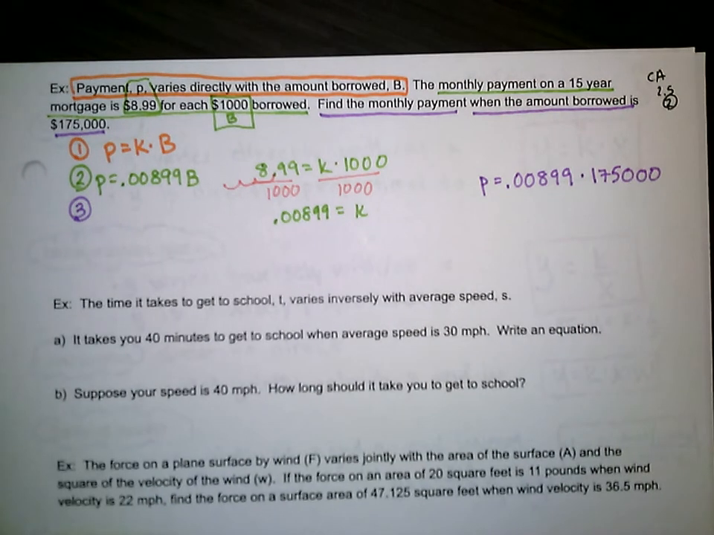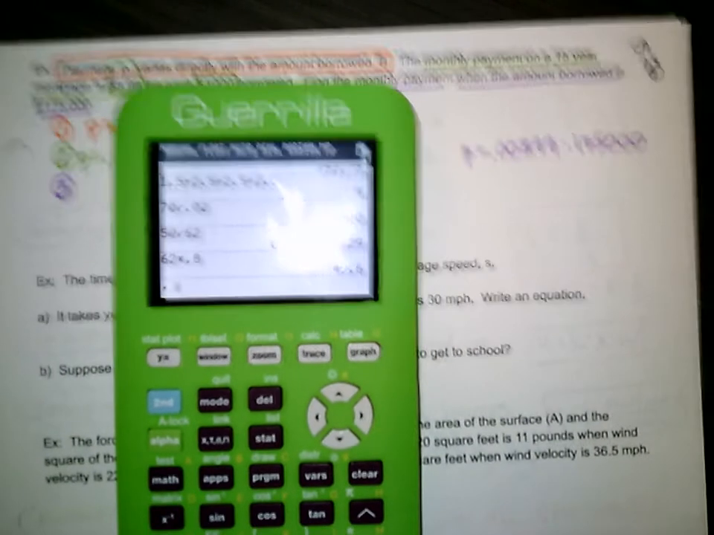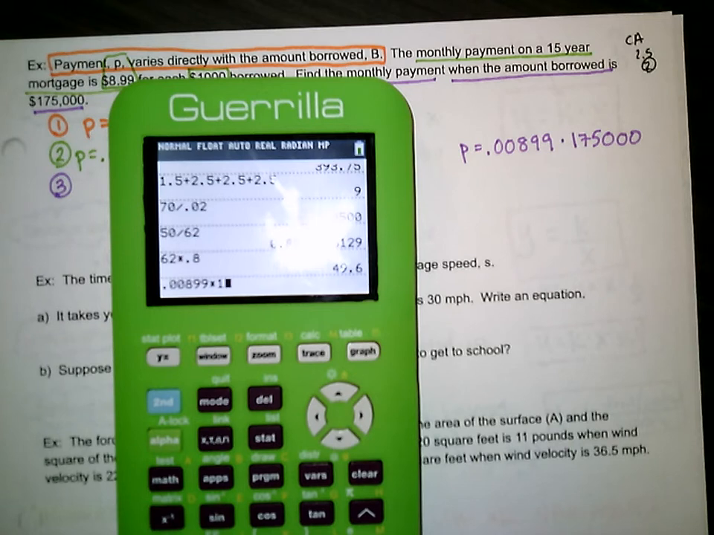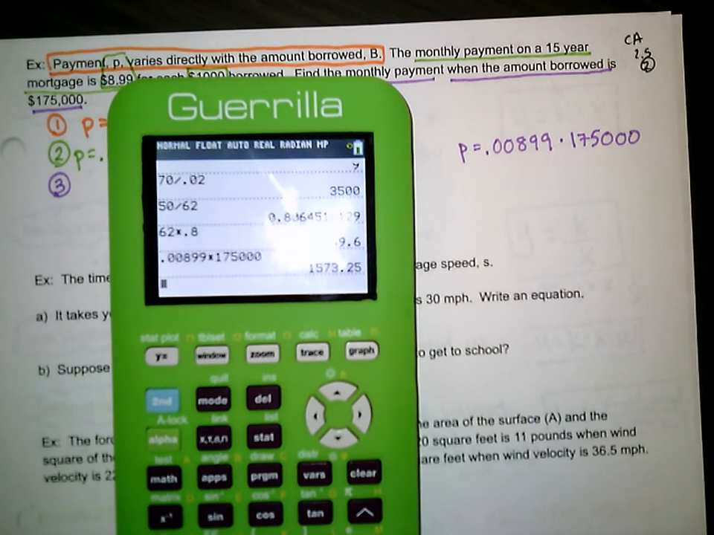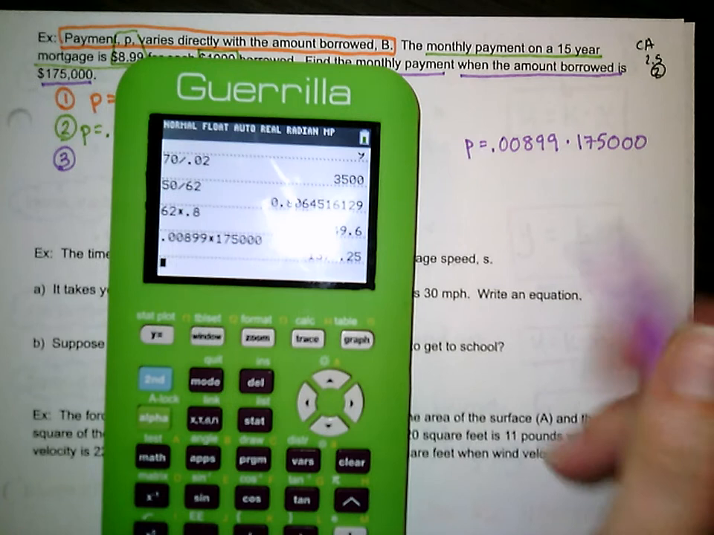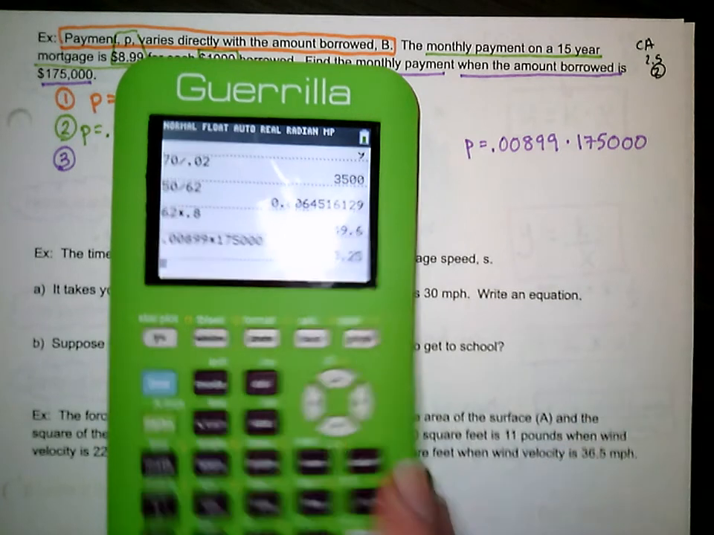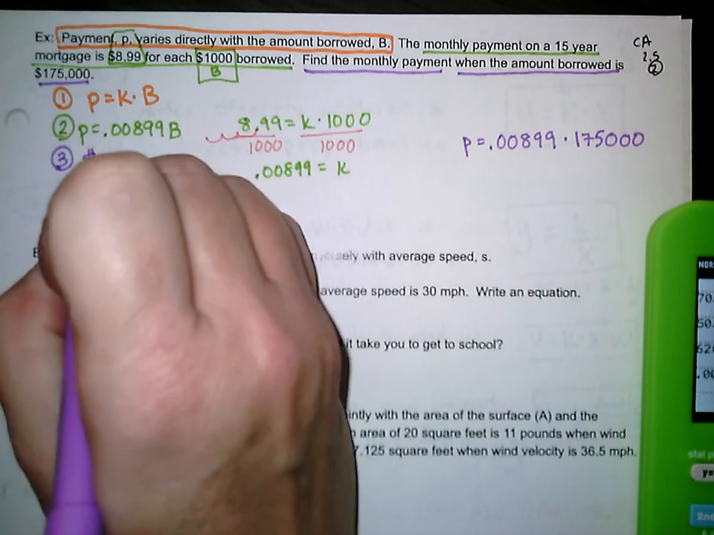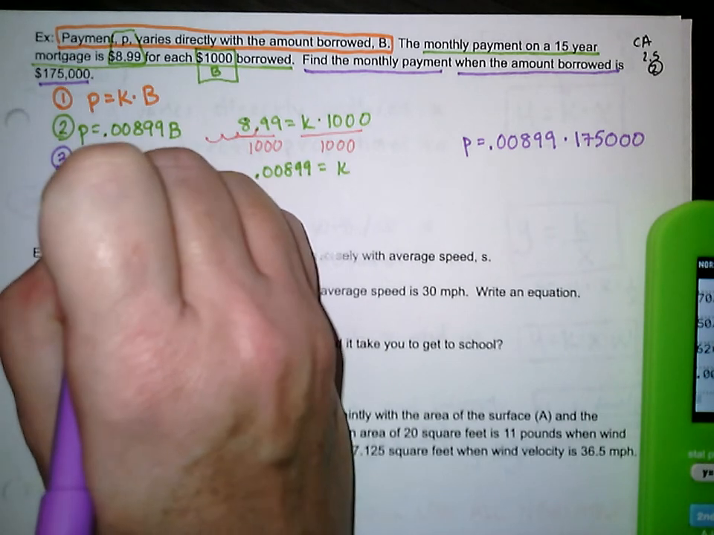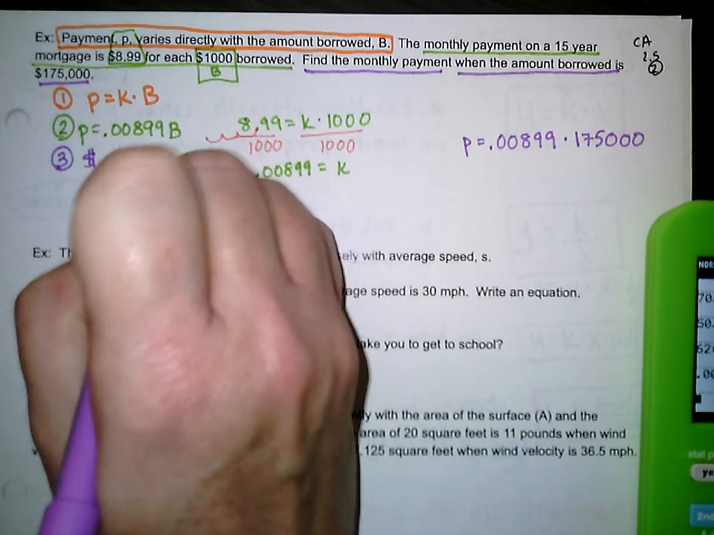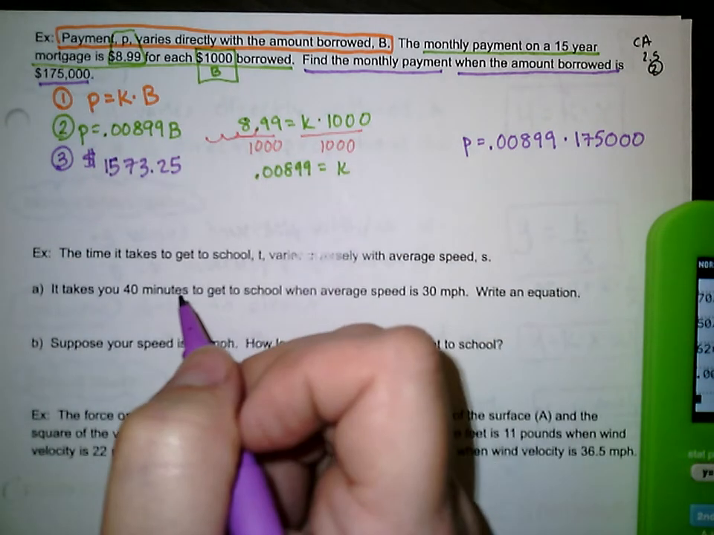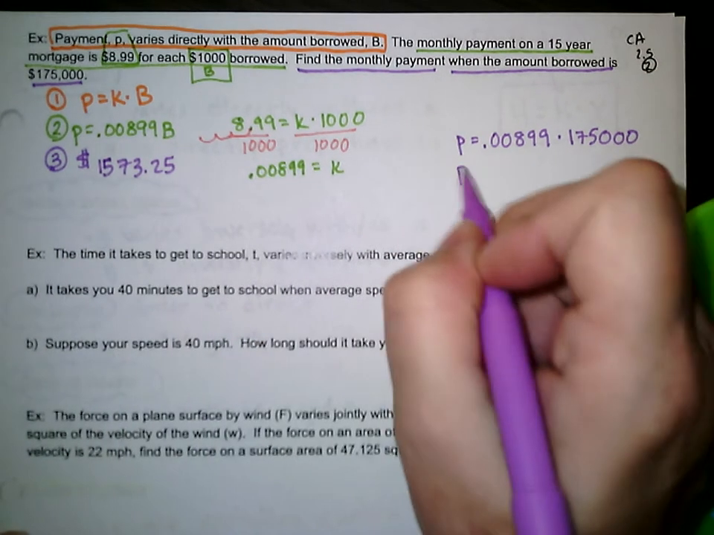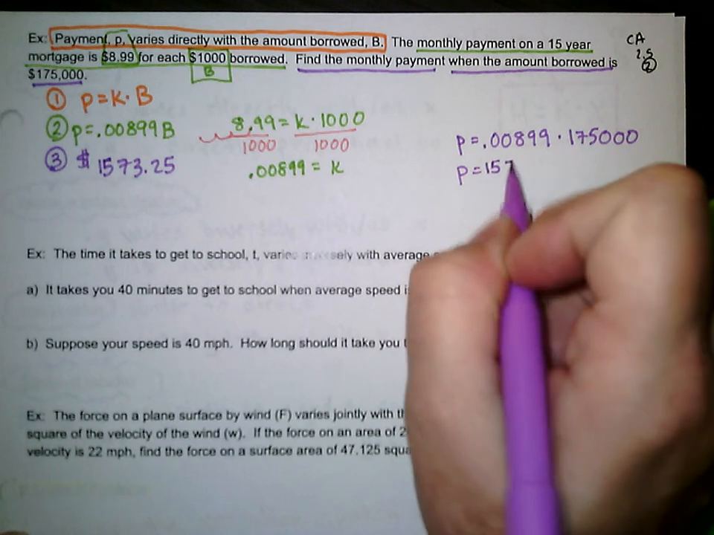Yikes. Let me grab a calculator. So 0.00899 times 175,000 is 1,573.25. So in context, it has money, $1,573.25 would be my mortgage payment.